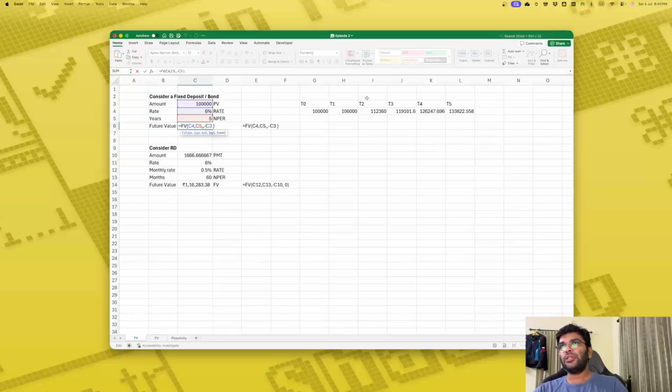And the next term is PV. PV stands for present value. In our case, it is the amount that we are investing right now. You can see a negative sign in front of the number. The convention is when the money is flowing out of our hands, we use a negative sign, and when we are receiving the money, we use a positive sign. So we use the future value formula to calculate the maturity amount of this investment.